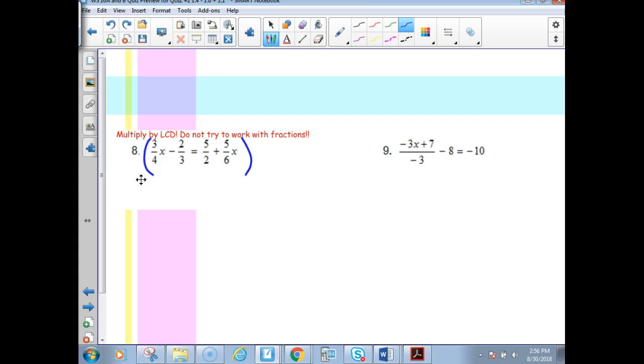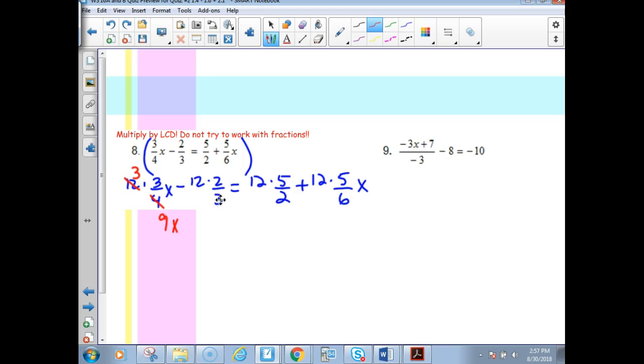All right, so I'm just going to write it out. Multiply by 12 on each piece, so I'm going to write it out the whole way. You don't have to, but I think some people are still a little bit rusty on this. Then each time you look, you want to say, how much does the denominator go into 12? Well, 4 goes into 12 3 times. 3 times 3x would be 9x. 3 goes into 12 4 times. I have minus 4 times 2, 8.